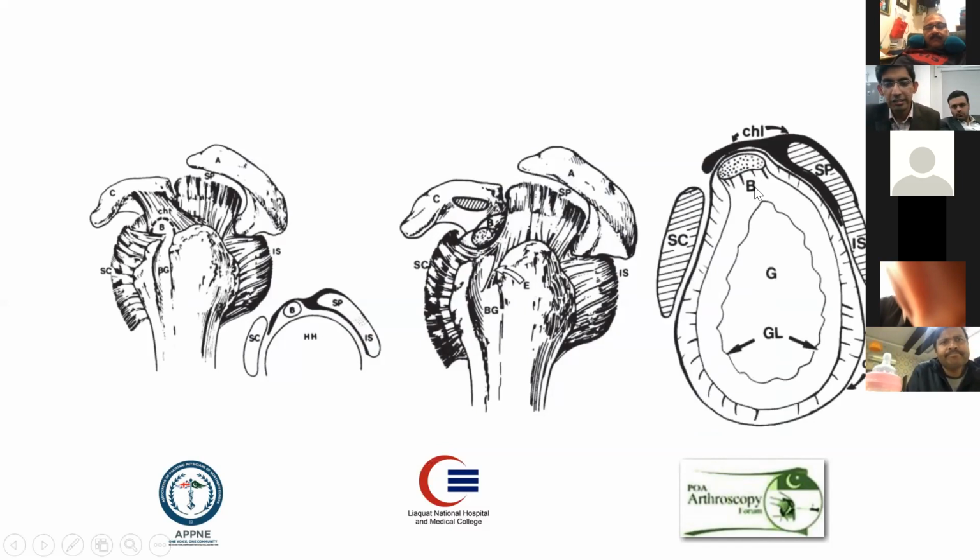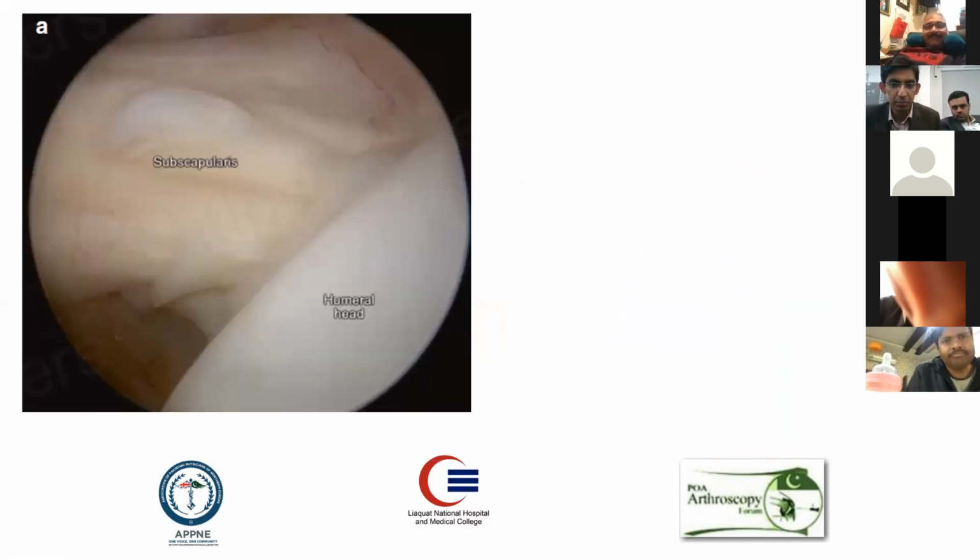Now again, this is the intrasynovial part of the long head of biceps, which anchors on the superior part of the glenoid in order to become an intra-articular structure. When you're looking at the anatomy from an arthroscopic point of view, this is what you see from the posterior portal. You see a shiny structure in front of you, just below the rotator interval, which is the subscapularis and the humeral head.